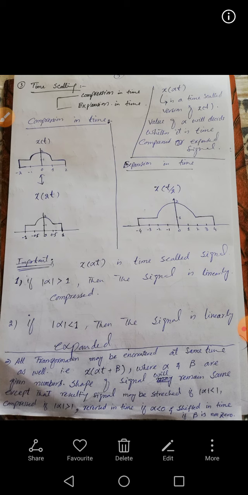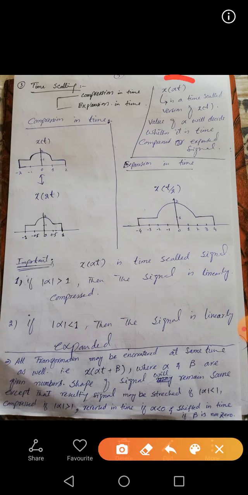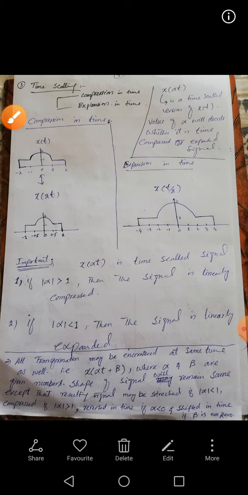For example, if you see over here, this x of alpha t, we call it a time scaled version of x of t. X of alpha t is a time scaled version of x of t. The value of alpha will decide whether it is a time compressed or time expanded signal. So let us see first the compression in time.